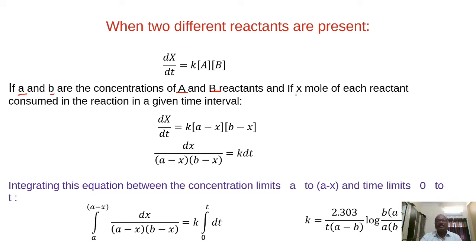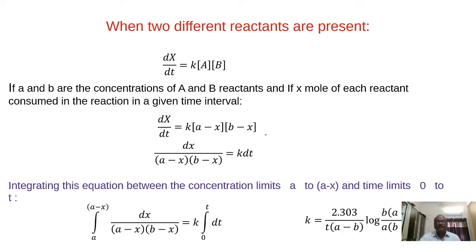So when x moles of reactant A participate in the reaction, in the same time x moles of B will participate in the reaction, because the number of moles will be the same in the stoichiometric equation. So after time t, the remaining concentrations of A and B will be a minus x and b minus x. So we can write the rate law as dx by dt is equal to K into a minus x into b minus x, as we did in the case of the second order reaction where only one reactant is there.